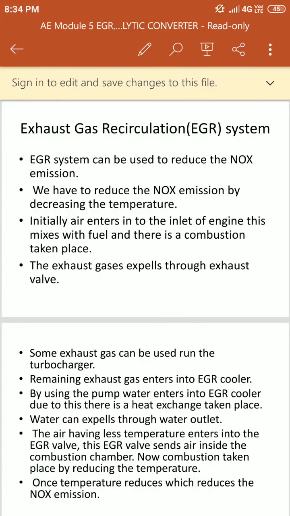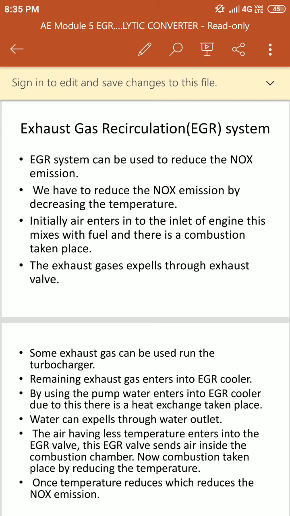Good morning, students. Today I have to discuss the exhaust gas recirculation system. Why do we have to use an exhaust gas recirculation system? The question arises. First, all of you know the different types of emission, that is CO, HC (hydrocarbon), and NOx. These are hazardous to human health. We have to reduce these emissions.